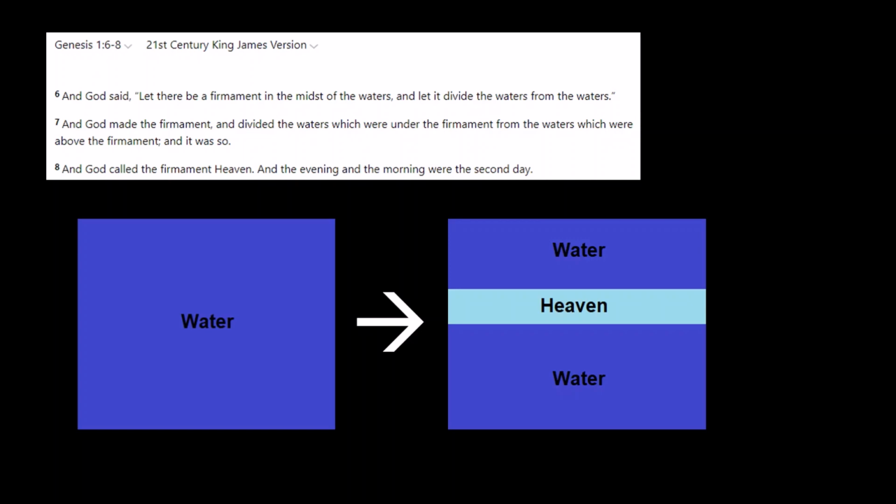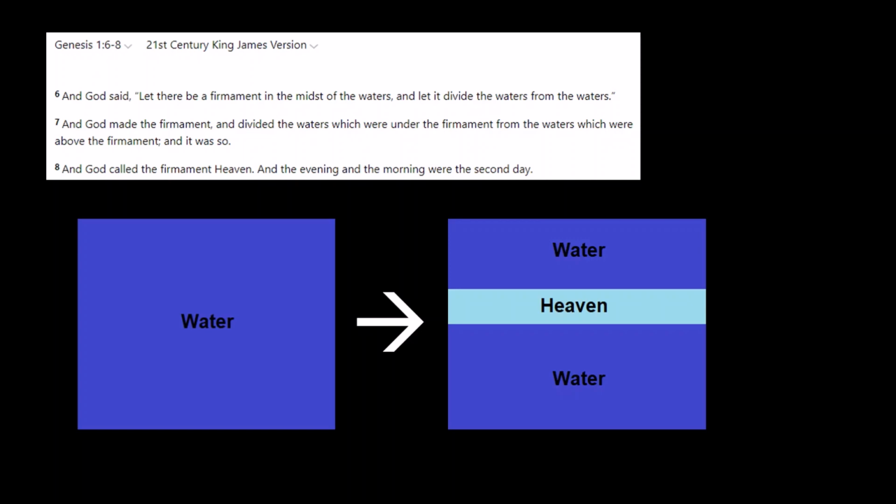And God said, "Let there be a firmament in the midst of the waters, and let it divide the waters from the waters." And God made the firmament and divided the waters which were under the firmament from the waters which were above the firmament. And it was so. And God called the firmament heaven. And the evening and the morning were the second day.